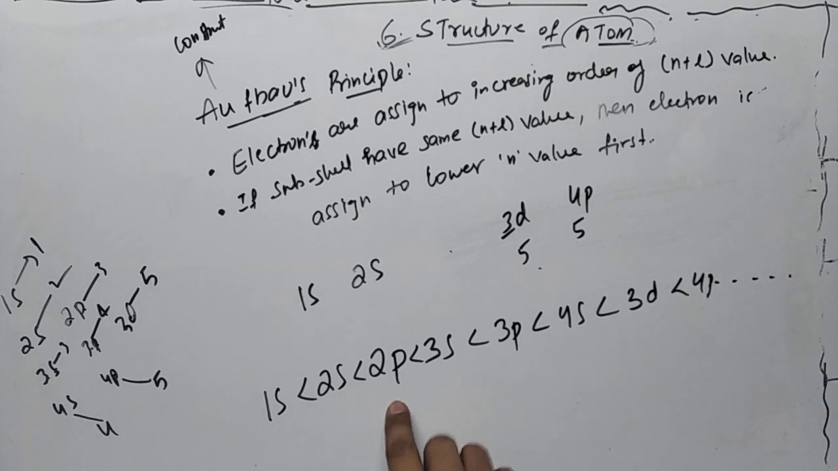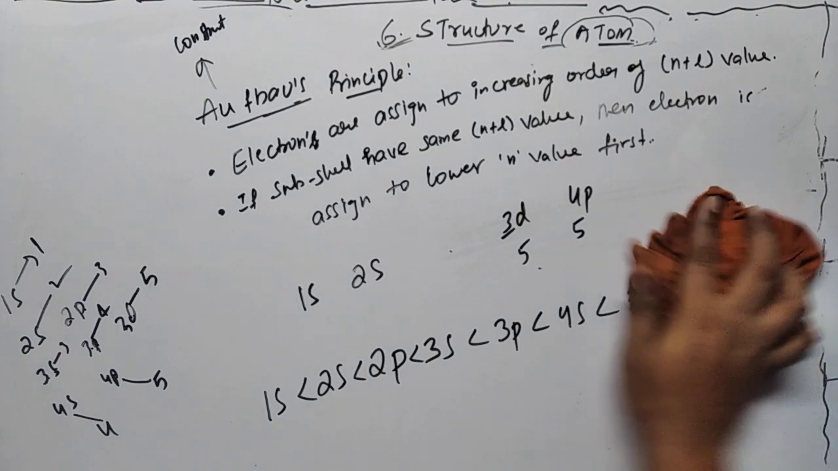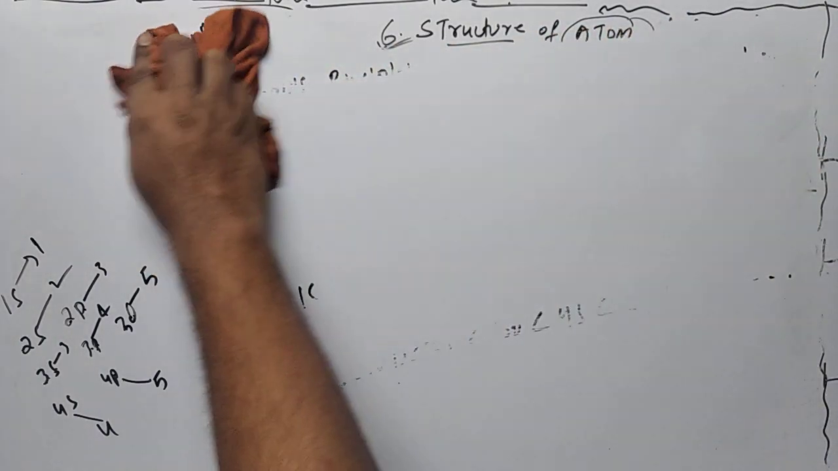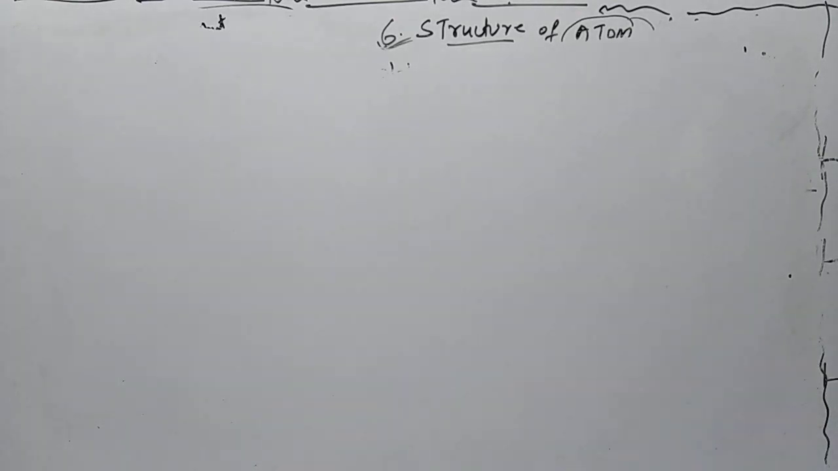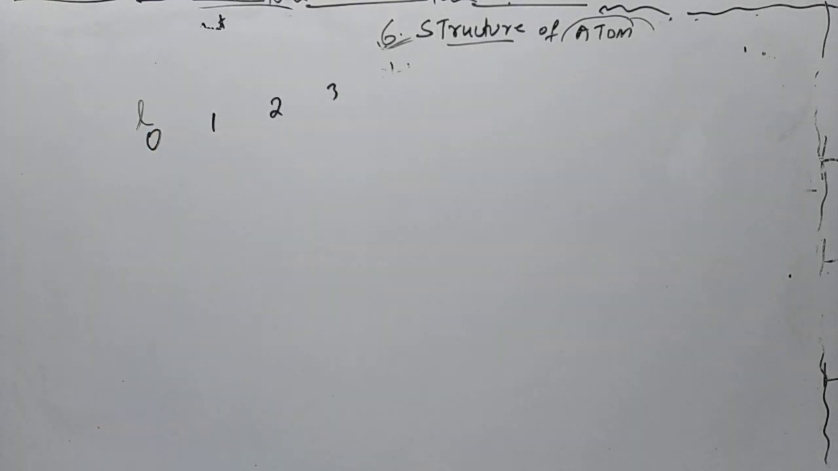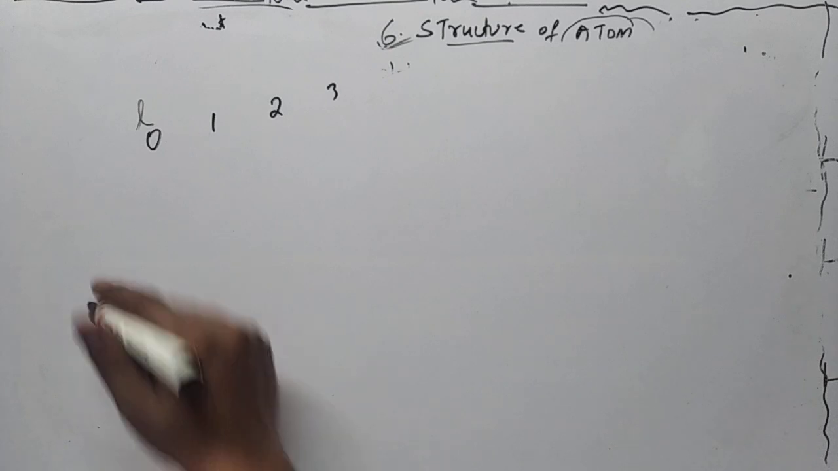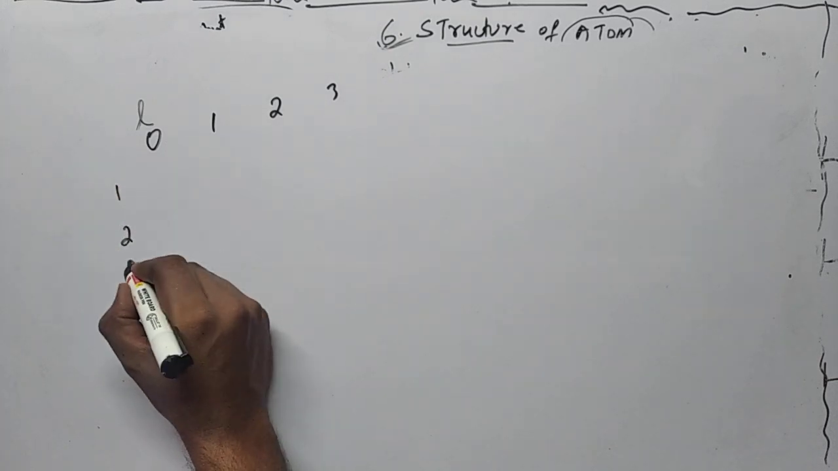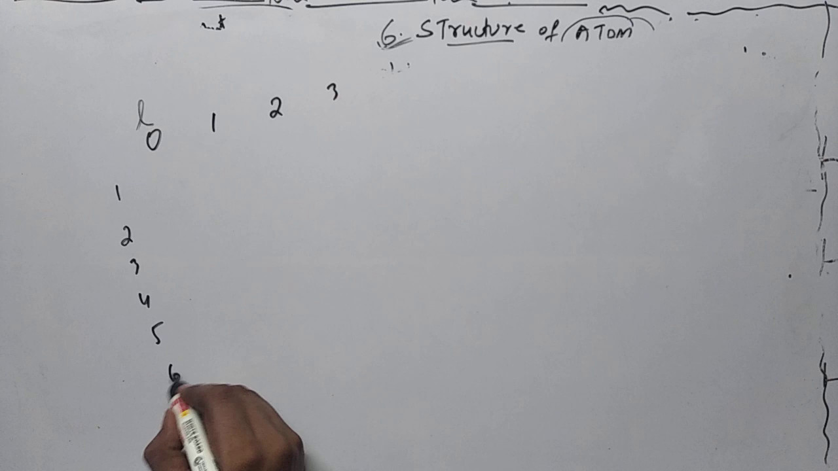If you want to write this order, you have to take the help of the Moeller diagram, which is very easy. I will make you know this in a few minutes. To write the Moeller diagram, first write the l values: as we know, the l values are 0, 1, 2, 3, and next you write the n values 1, 2, 3, 4, 5, 6, 7 and 8.